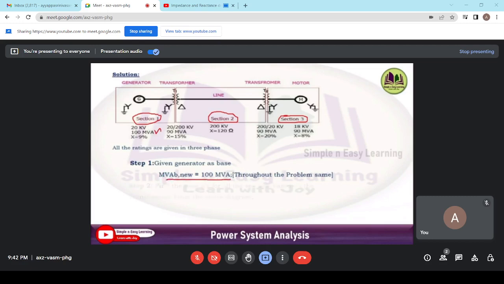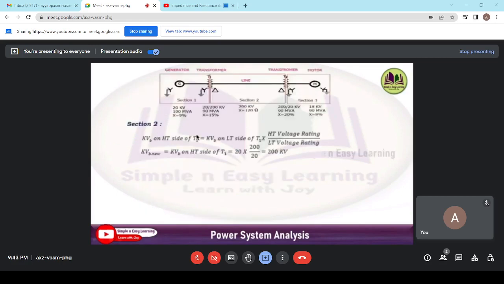Second, you need to find the base kV for all sections, which we specified in the diagram: section 1, section 2 and section 3. For the first section, the generator is taken as base, as specified in the problem. So the generator rating, 20 kV, can be taken as the base value for the generator section. Then section 2, which is the high voltage side of transformer T1 or the transmission line side. Here you need to find out the base kV on the HT side of transformer T1.